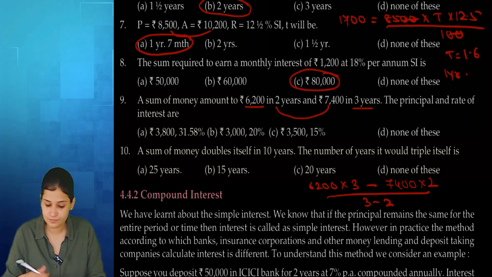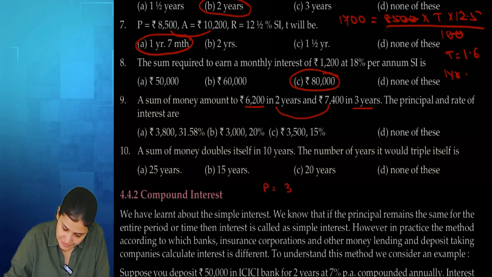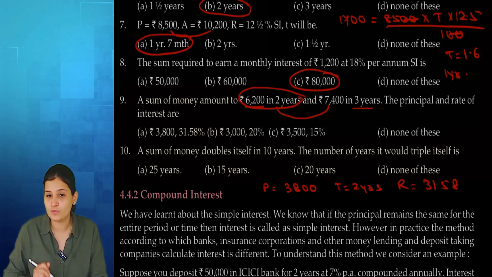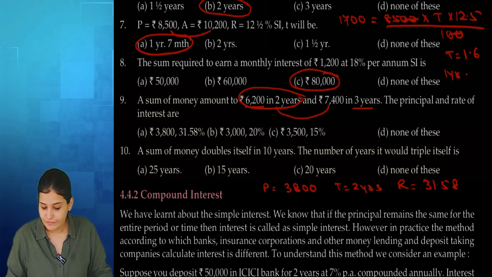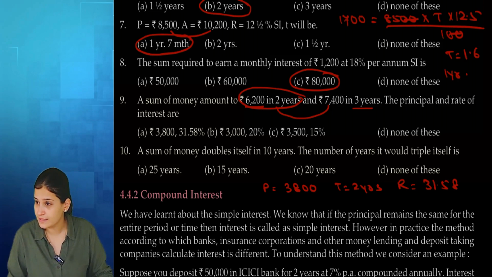Yes or no? Yes, ma'am. So we have got the principal 3,800. Let's try for this: time 2 years, and let's take the rate to be 31.58. Let's see if we get the amount to be 6,200. 3,800 into time 2 into 31.58 divided by 100 gives 2,400 approximately. If I add 3,800, we get 6,200. So it matches.